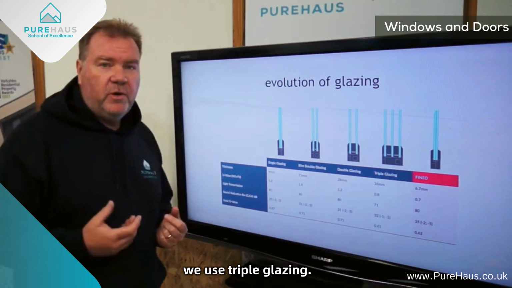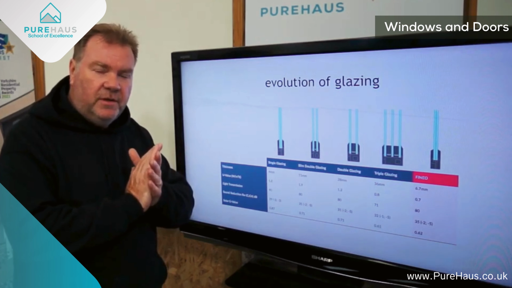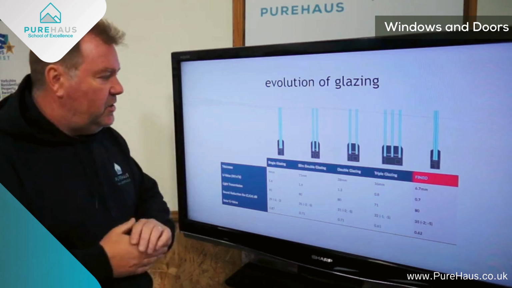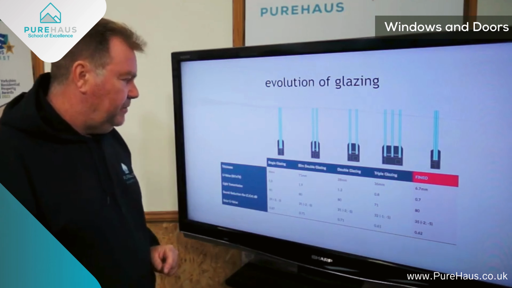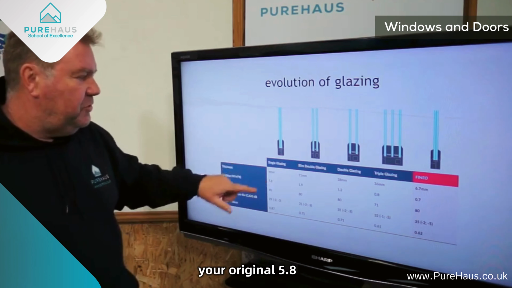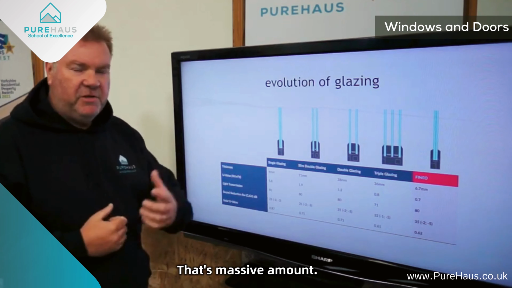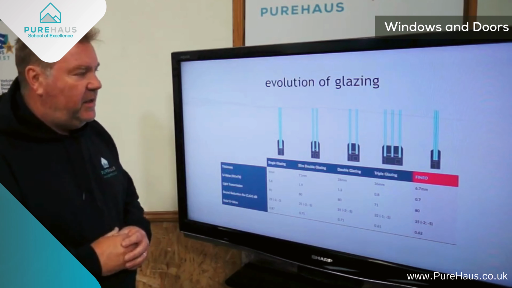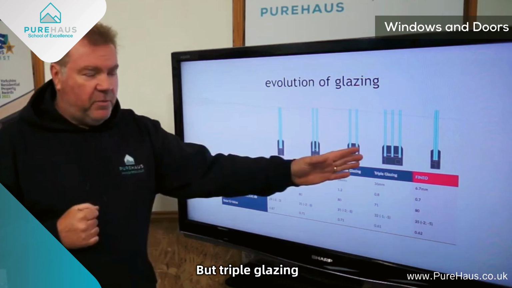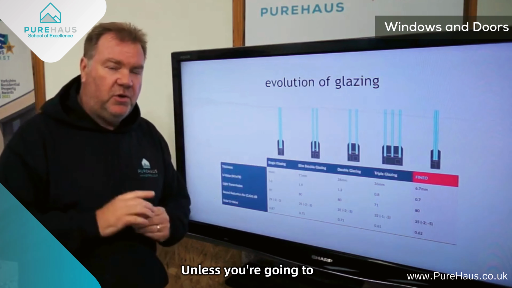Now, this is why we use triple glazing. Triple glazing is where you have glass which is coated, so you have a treated coated glass and standard glass. So what we end up with is 0.8. That's your U value of the triple glazed unit. So if you can see, from your original 5.8 to 0.8, you've saved 5. That's a massive amount. Bearing in mind that every time you add a piece of glass, it costs more money. It also adds weight. But triple glazing with the correct coated glass is the way to go, unless you're going to use vacuum units.